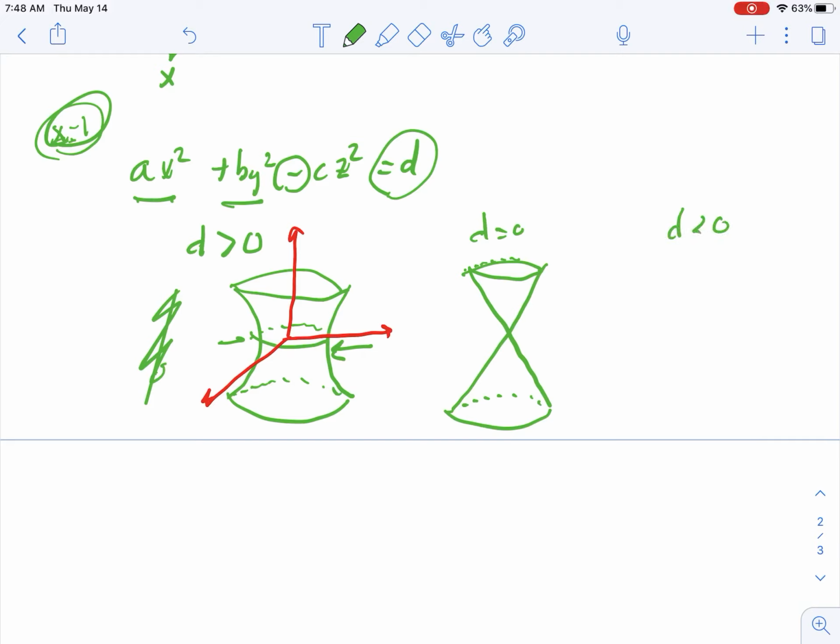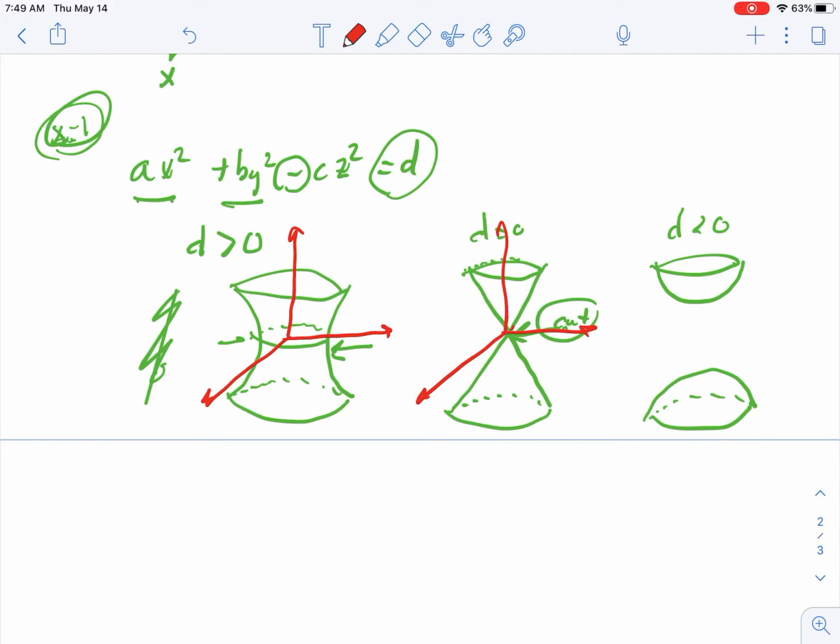So what happens when d is less than 0? Well, then you basically cut that piece. So then what you have is a bowl on top, one on the bottom, and you just have that. And again, after you're all done, come in. Here's my x. Here's my axis. Same thing here. Which one's x, y, and z? Well, that depends on which one's positive and which one's negative. Okay. All right.